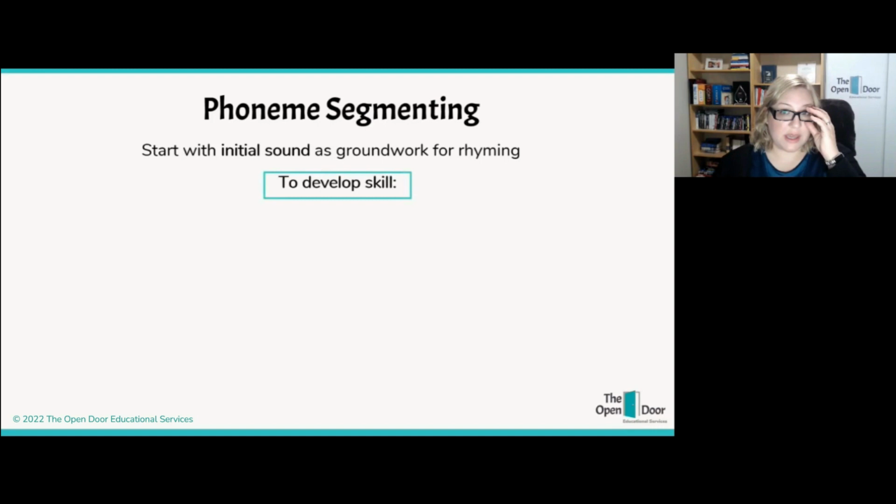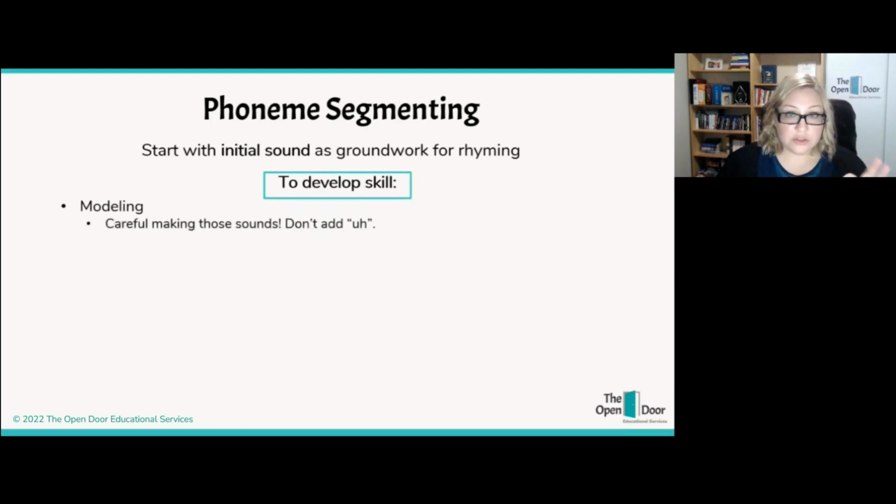So to develop the skill, you're going to begin with modeling, showing them, for example, cat starts with the sound k. So you would go cat, k, k, cat. Very important note here. Be extremely careful when you're making those sounds. Do not add that extra vowel sound to the end of those phoneme sounds. So t is not tuh, it's t. You do not want to have muh, not luh. Instead of saying puh, you want it to be a nice sharp p.